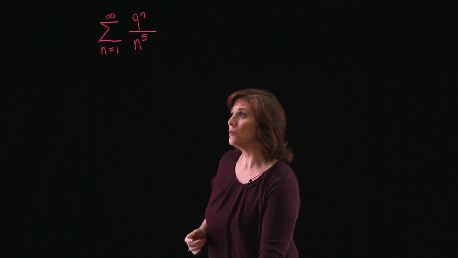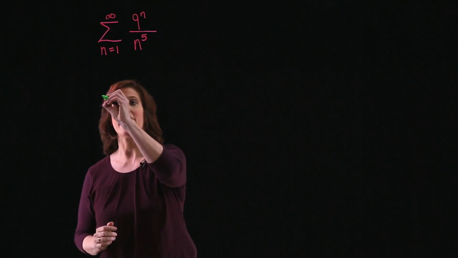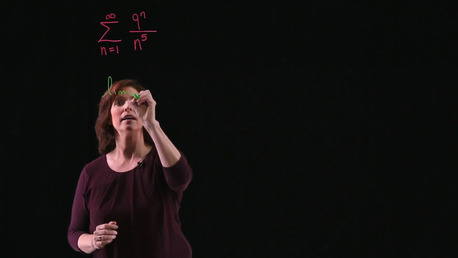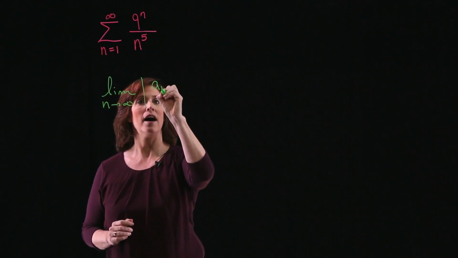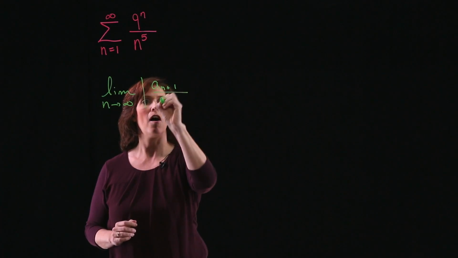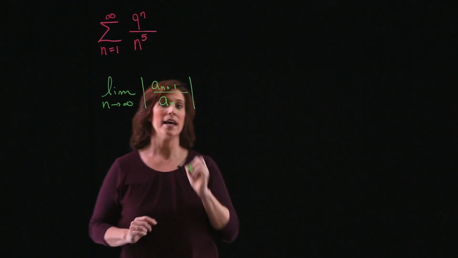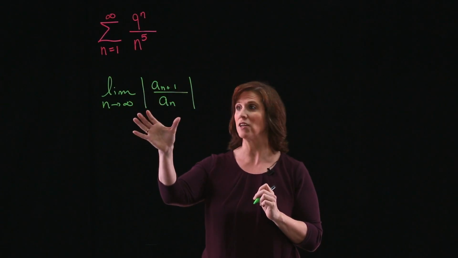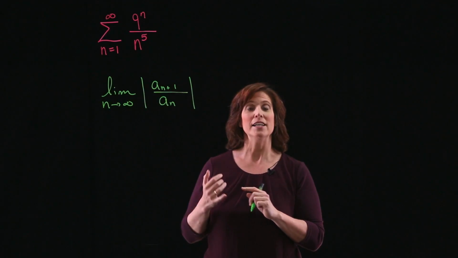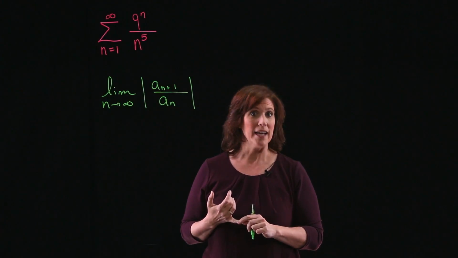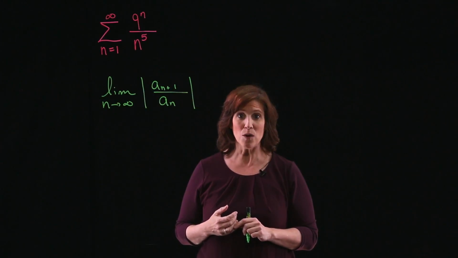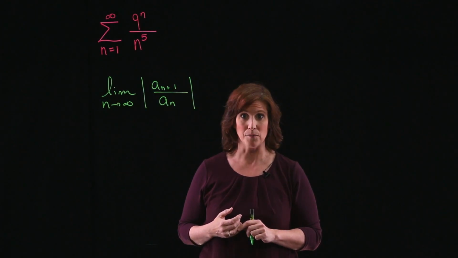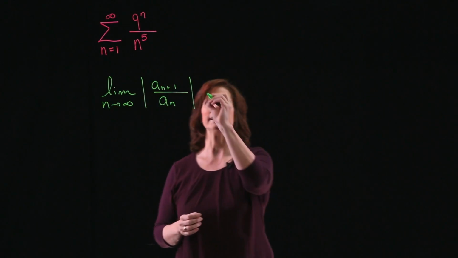So what we're going to do by the ratio test is take a look at the limit as n approaches infinity of the absolute value of a sub n plus 1 all over a sub n. It turns out if this particular expression is greater than 1 or infinity, the series will diverge. If it's less than 1, it will converge. And if it equals 1, the test is going to fail. So let's see what happens in this case.